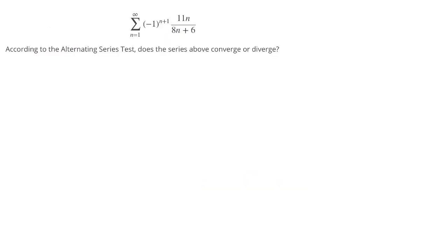In this example, we are asked to determine using the alternating series test whether the series will converge or diverge. One thing that we happen to notice is that if we take the limit as n goes off to infinity of 11n over 8n plus 6, because the degree of the numerator equals the degree of the denominator, this limit is going to be the ratio of the leading coefficients, and so we get an answer of 8 over 11.